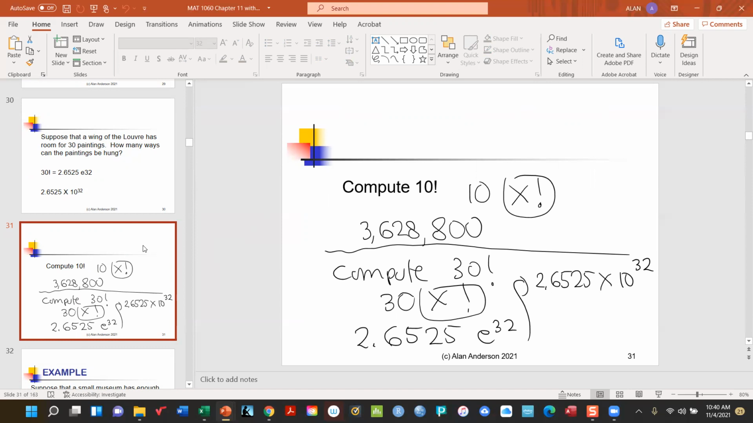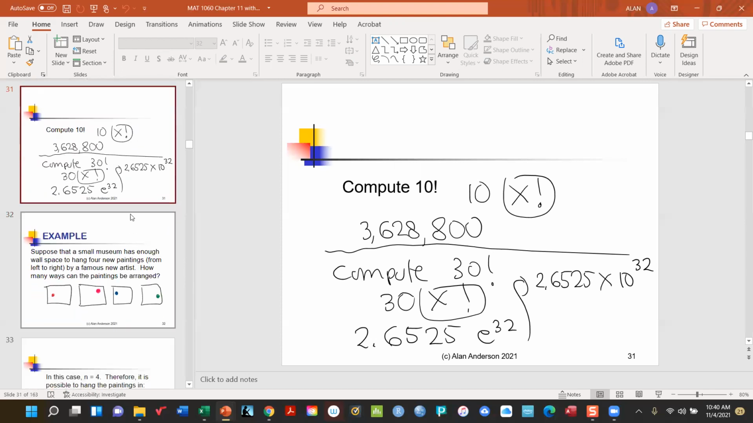And let's say you're in a museum, a major museum that has room on the wall for 30 paintings. In principle, those same 30 paintings could be hung in 2.6525 times 10 to the 32nd different ways, which is quite an extraordinary number.